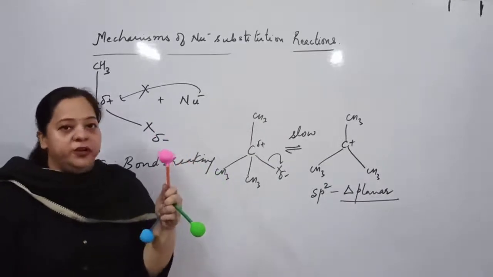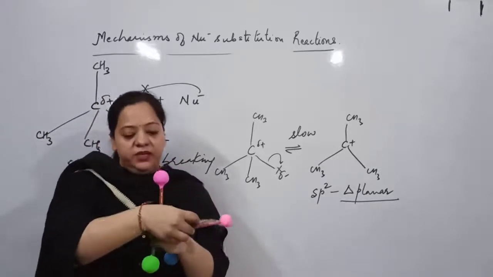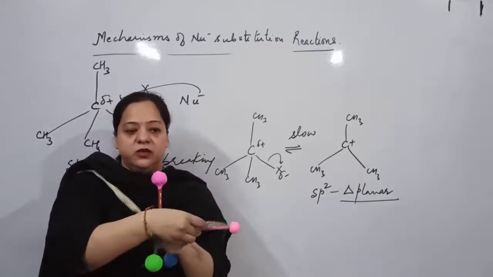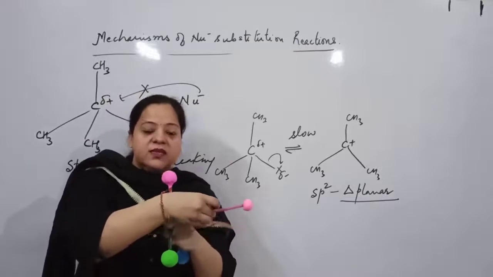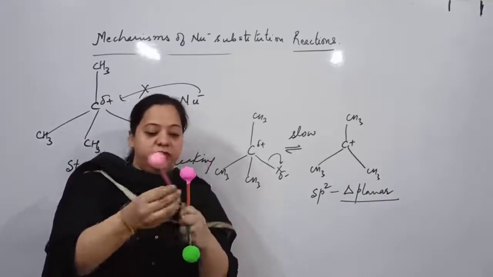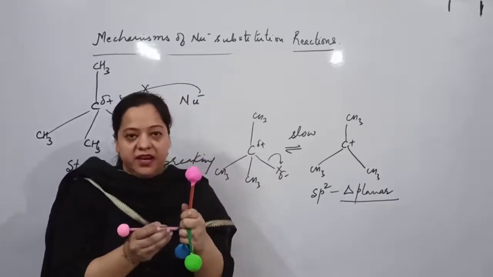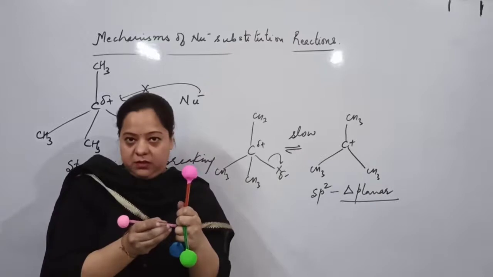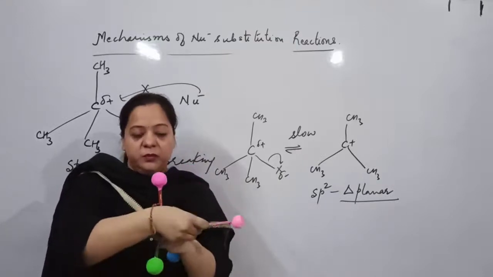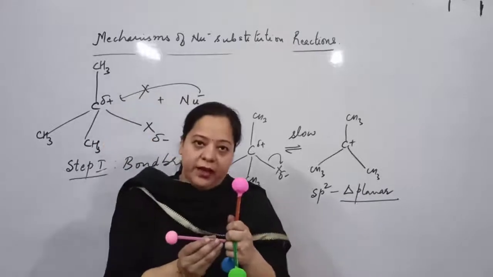Now the nucleophilic attack. It can be with 50% probability from the frontal side. Frontal side means the side from where the leaving group has left. And the 50% probability is from the rear side. Rear side means from the opposite side. So 50% probability for the frontal attack and 50% probability for the rear attack.